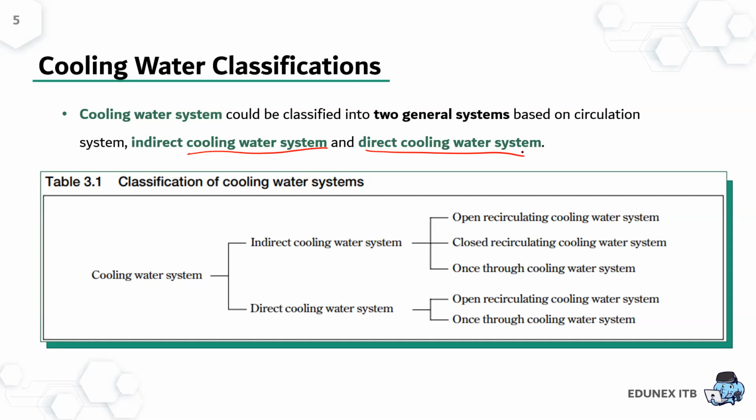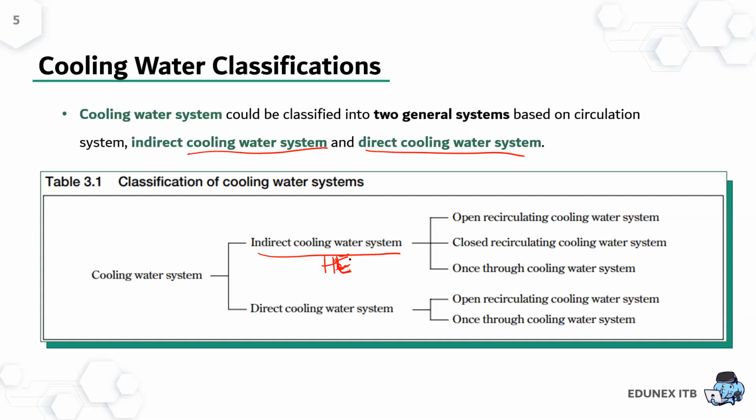The main difference is that for the indirect cooling water system, usually there is an additional cooling process. The fluid usually goes through heat exchangers, so we have the HE here. We have heat exchangers to adjust the temperature. While the direct cooling system usually directly transfers the water into the internal pipeline in the process.